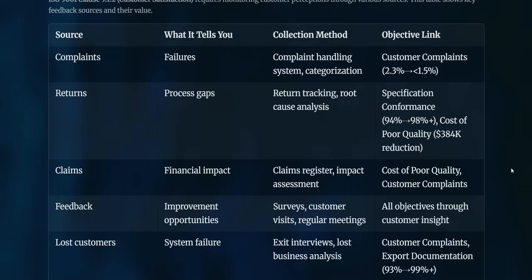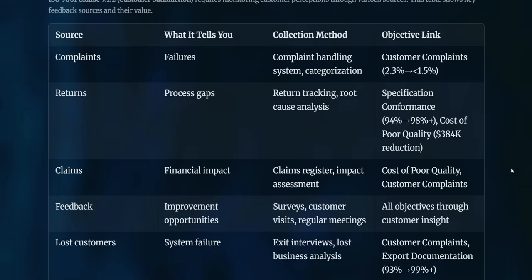Fourth data is feedback. Feedback tells us there are improvement opportunities. The collection methods for feedback data include surveys, customer visits, and regular meetings. The objective links to feedback include all objectives through customer insights.